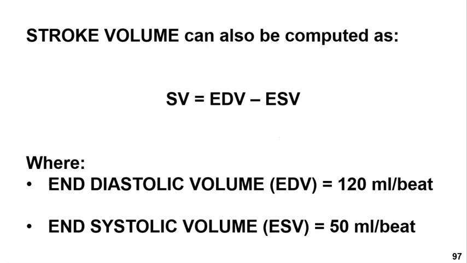Stroke volume may be computed as end diastolic volume minus end systolic volume. In a typical healthy heart, end diastolic volume is approximately 120 milliliters per beat. Recall that this volume is the fullest that the ventricles will be during the cardiac cycle because it's the volume of blood contained by the ventricles at the end of diastole, or at the end of relaxation. And end systolic volume is approximately 50 milliliters per beat. Recall that this is the emptiest that the ventricles will be during the cardiac cycle because it's the volume that remains in the ventricles at the end of systole, or at the end of ventricular contraction.